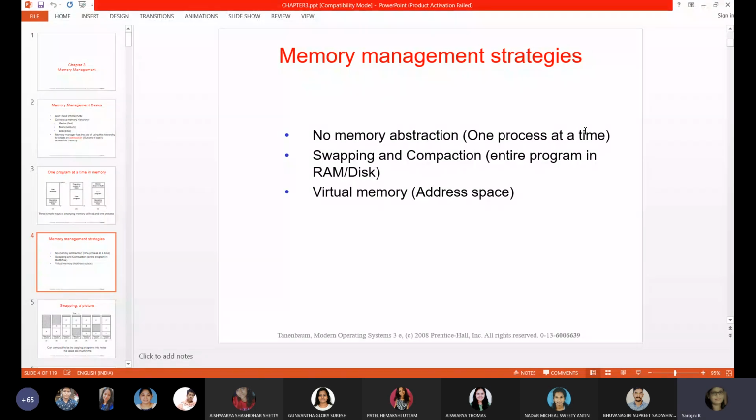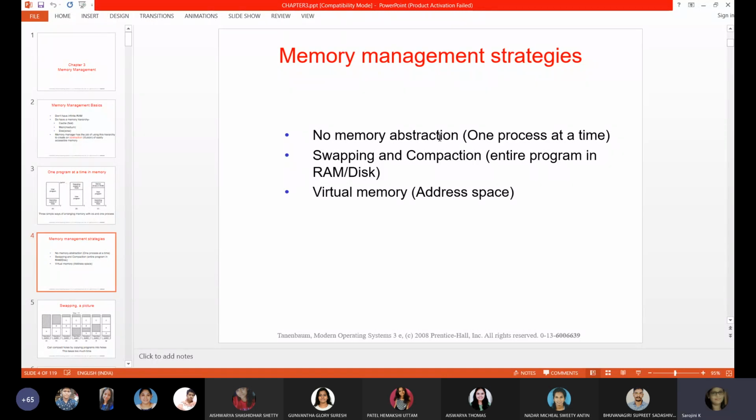When only one process is there, it is very simple, but it is a very big limitation. The processor will be very slow if only sequential execution happens. But with one process, there is no need to manage the memory. The entire main memory is for only one process. It is not necessary to store half of the process in virtual memory and retrieve it whenever needed. All those complexities are not there here. So that is no memory abstraction.